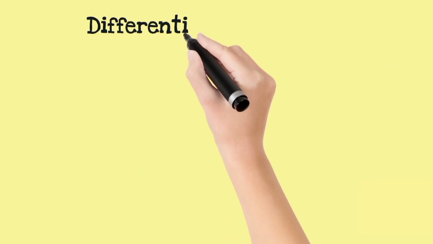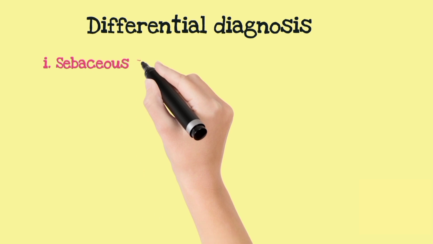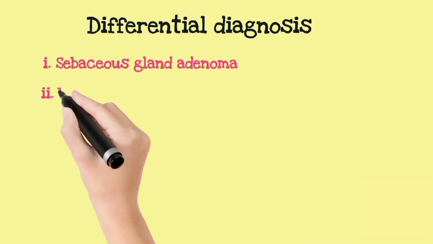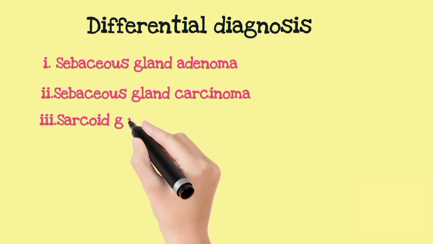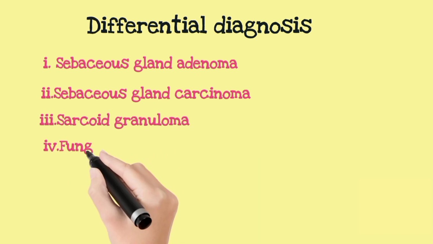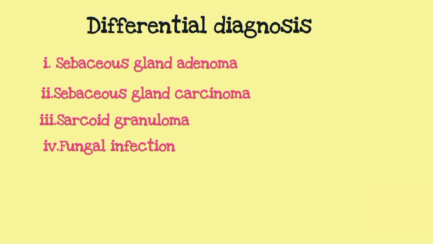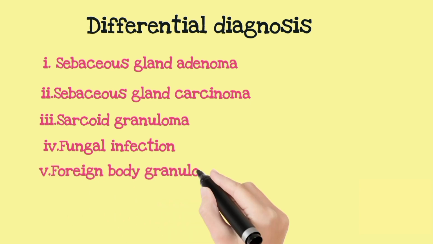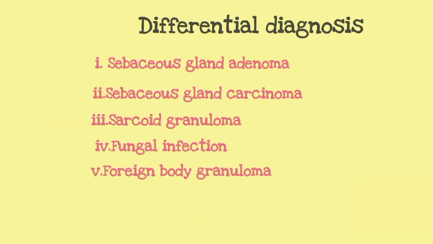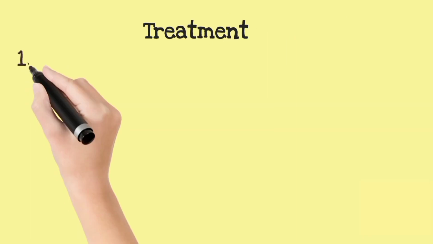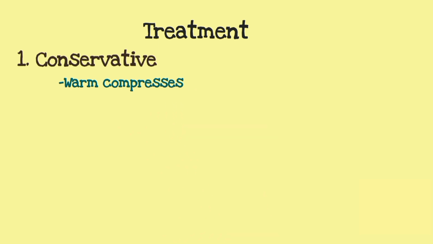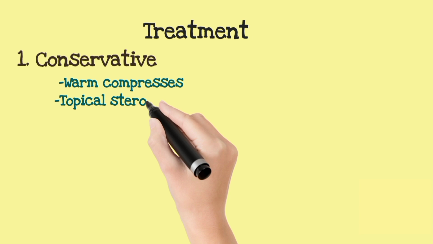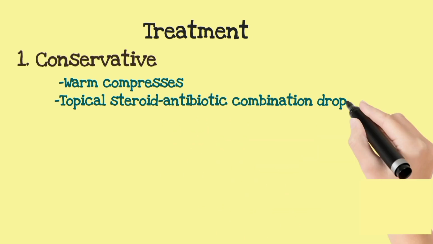Now let's look at its differential diagnosis. Sebaceous gland adenoma, sebaceous gland carcinoma, sarcoid granuloma, fungal infection, and foreign body granuloma. Now let's move on to the treatment. First of all, we have conservative treatment. Warm compresses 3 to 4 times a day. And we can also use topical steroid antibiotic combination drops.